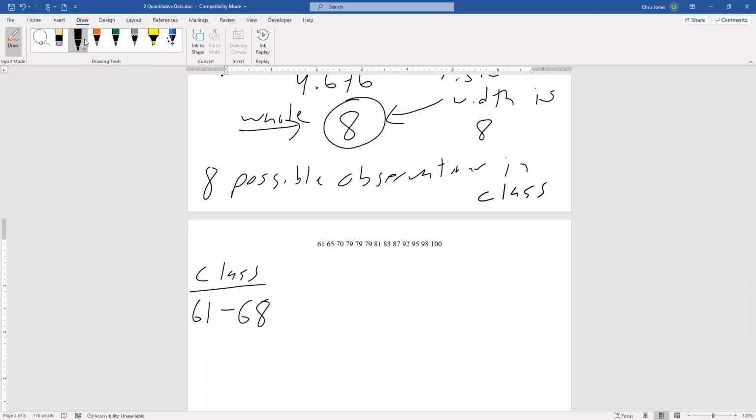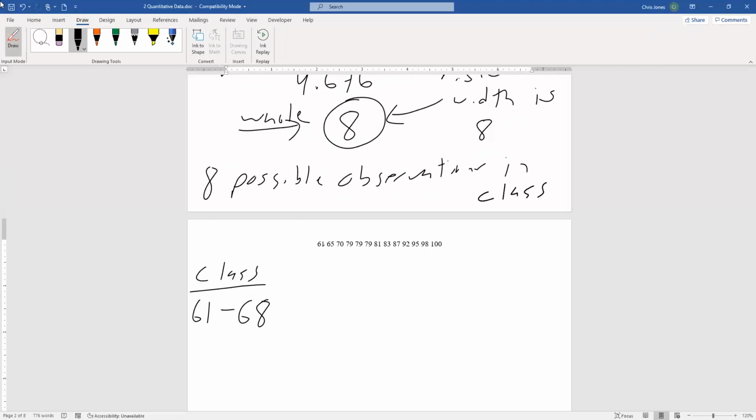Hopefully that makes sense to you. What you might want to do is just start with 61 and then count up 8. So 61 is 1 observation, and then 62, 63, 64, 65, 66, 67, 68. Another way to think about it is just add 1 less than whatever W to get to the upper bound.